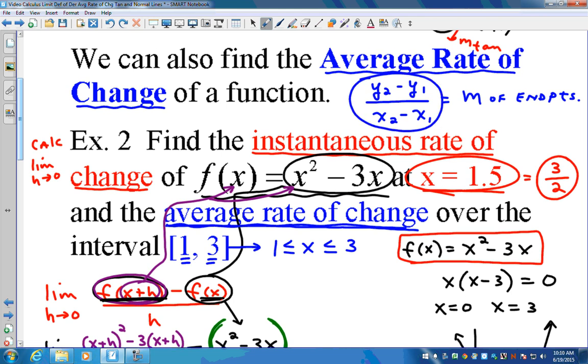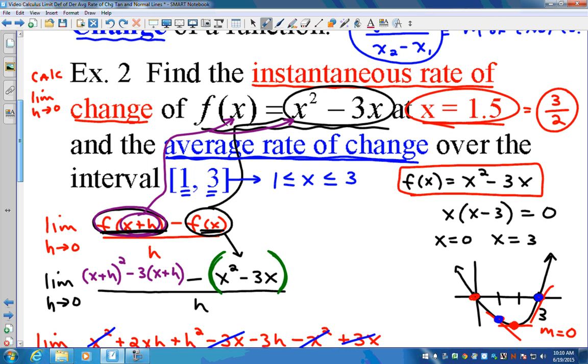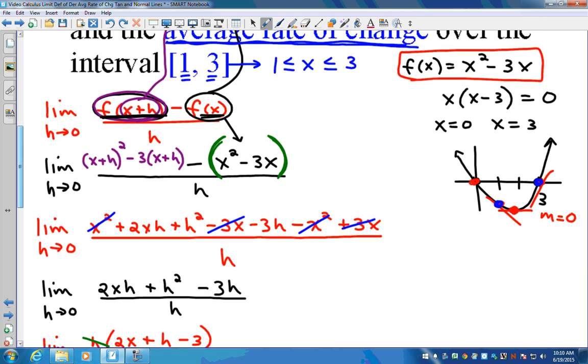To find the average rate of change, right, we are just going to find the slope of those 2 points. So in order to find the slope of those 2 points, I need the y coordinates. So here x equals 1. What's the y coordinate? Well, I'm going to have to come back up here and figure out what the y coordinate is when x equals 1. All right, so 1 minus 3 is a negative 2, right? So there's 1 point.